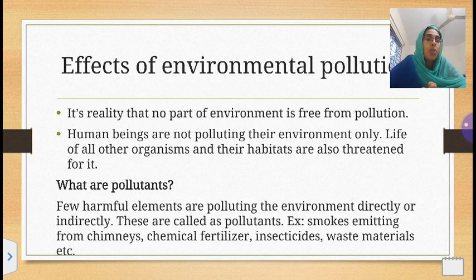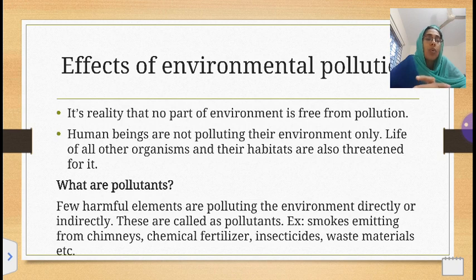Human beings are not polluting only their own environment. The life of all other organisms and their habitats are also threatened by it. It means human beings not only pollute our environment, we also pollute the habitats of all other organisms. What do you mean by habitat? Habitat means a living place or other facilities that are needed for an organism, such as its living place and its growing environment. All of these are included in habitat.